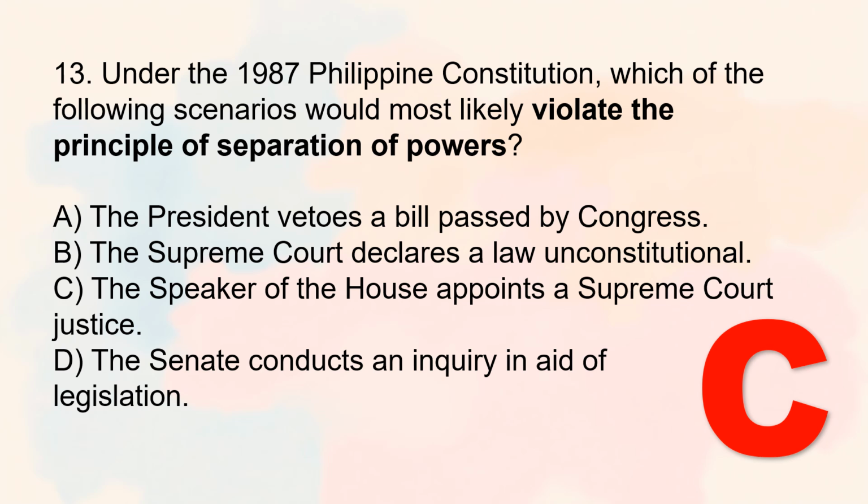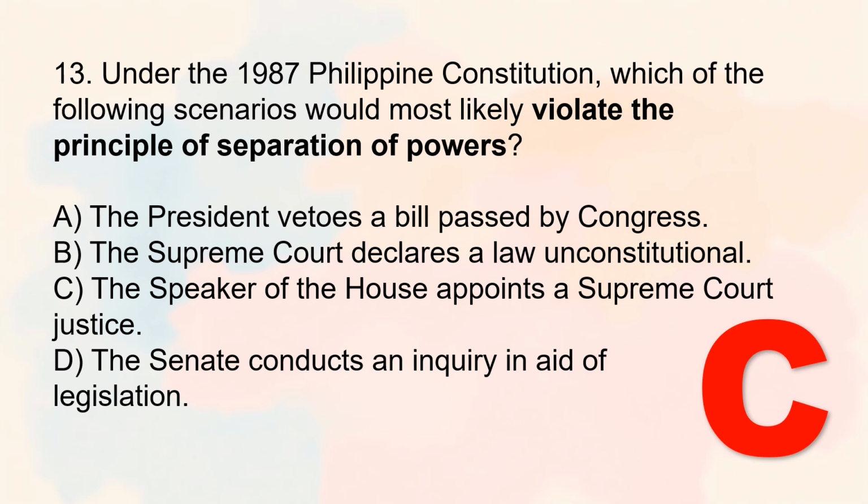The best answer is letter C. The power to appoint justices to the Supreme Court is vested in the President, with the recommendation of the Judicial and Bar Council or JBC. If the Speaker of the House were to appoint a justice, it would violate the separation of powers between the legislative and executive branch. So that's why letter C is the best answer. Now let's discuss the other choices.